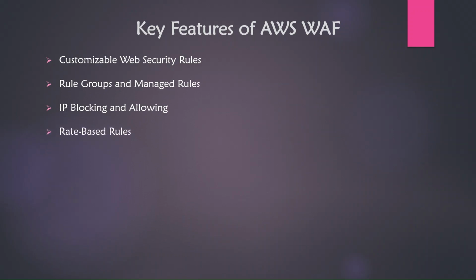Rate-based rules protect against bots or DDoS attacks by setting limits on the number of requests allowed from a single IP address over a given time. Traffic exceeding the threshold can be blocked or monitored.